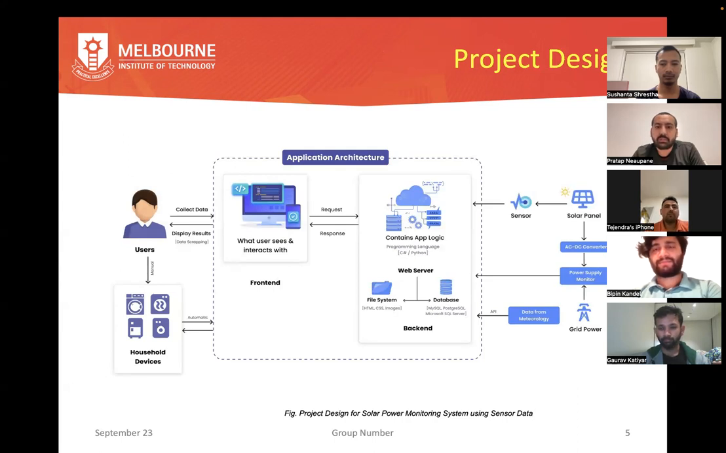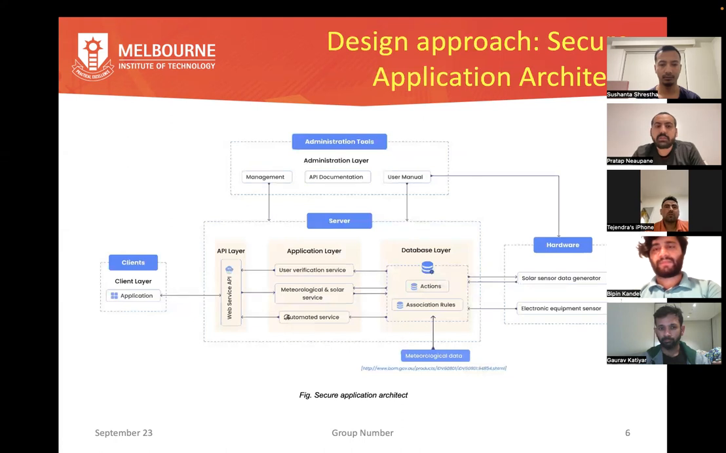On the next slide, basically, this is my approach. In the design, there are five design components: the client interface, server, meteorological data integration, hardware data, and administration tools. The client interface is where the user interacts with the system. It provides real-time feedback on energy generation and appliance usage recommendations. The server is the backbone of our system, built using C# and ASP.NET Core MVC, which helps manage data processing, user authentication, and communication with other components.